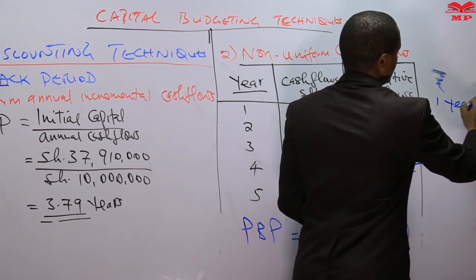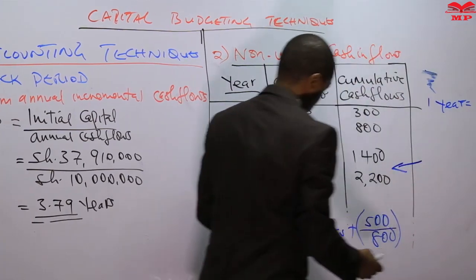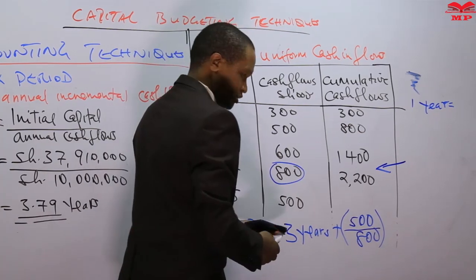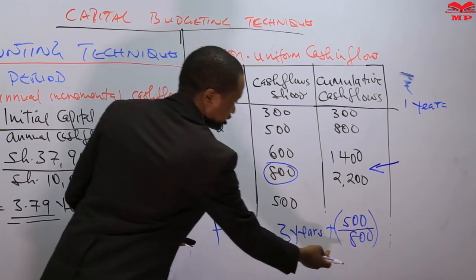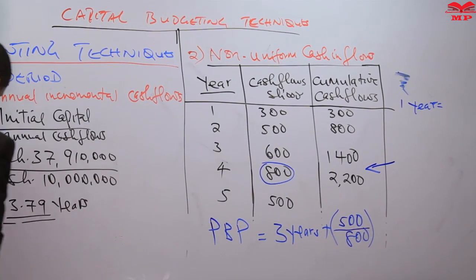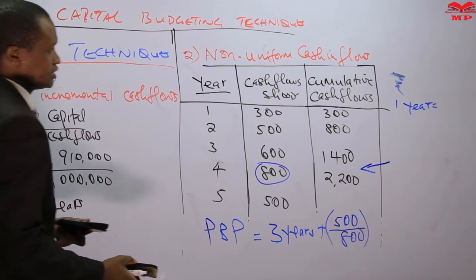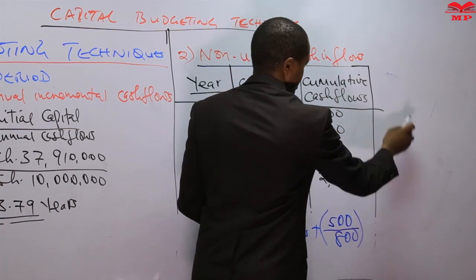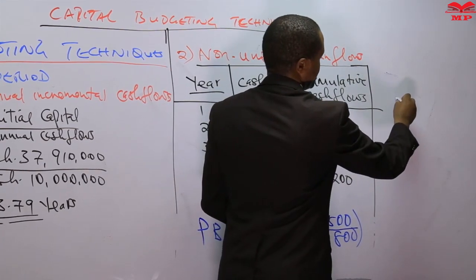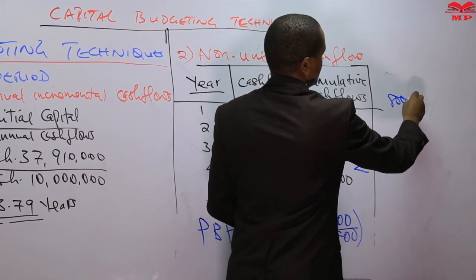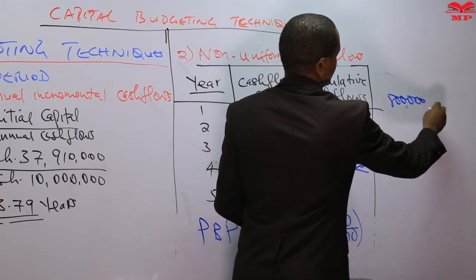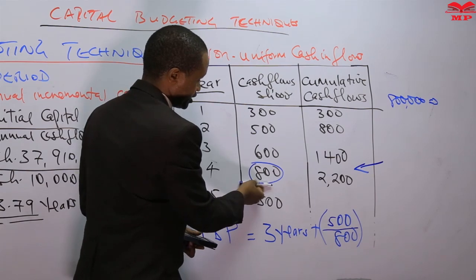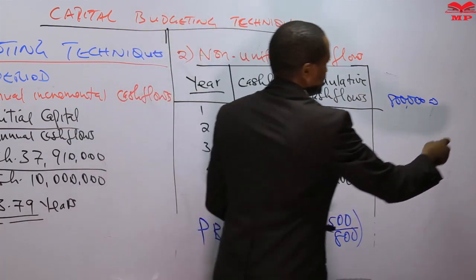that is year 4. Or you can put it the other way just to help you understand the concept. We can say 800,000 of year 4, that is 1 year, represents 1 year.